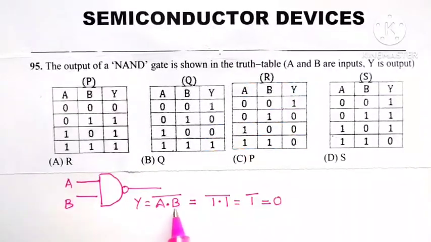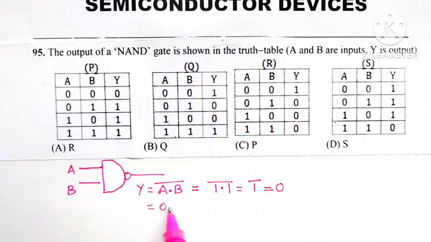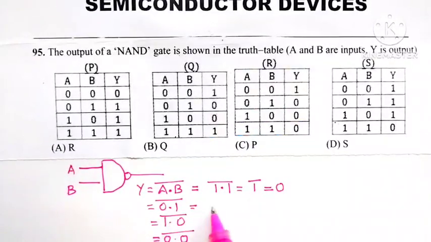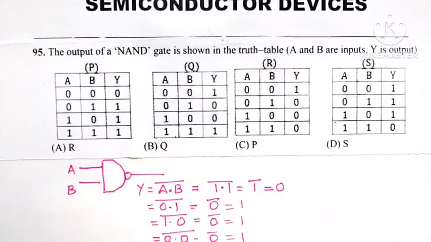If any one of the inputs of the NAND gate is 0, suppose A is 0 and B is 1, or A is 1 and B is 0, or A is 0 and B is 0, in all three cases the product of 0 into 1 is 0, 1 into 0 is 0, and 0 into 0 is 0. Their complement, meaning the output of the NAND gate, becomes equal to 1.